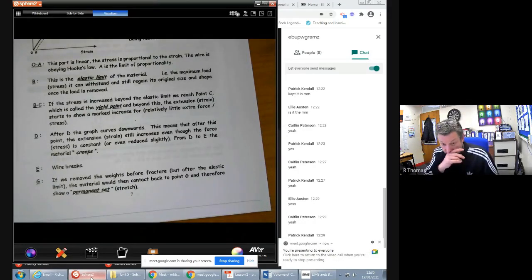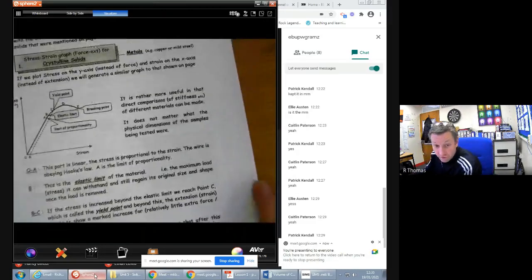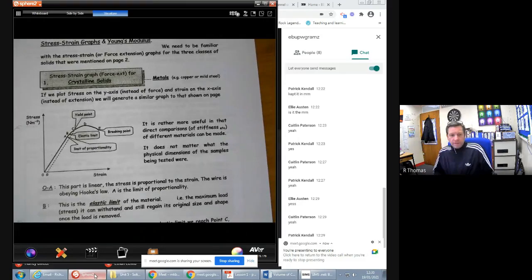Now let's talk in a bit more detail about the graphs of these crystalline solids, right? So before we look at this one, let's think of the amorphous solids first. Think of glass. It doesn't stretch or bend really at all. It's just going to crack. You can have a very, very small straight line, and then it just stops.